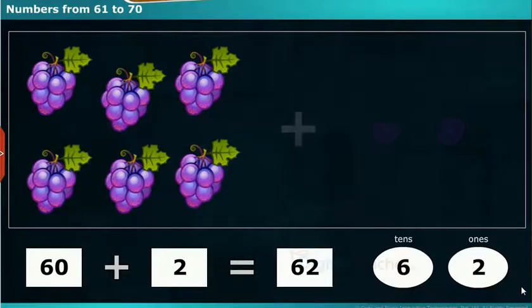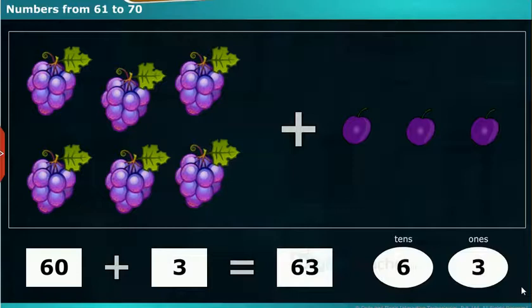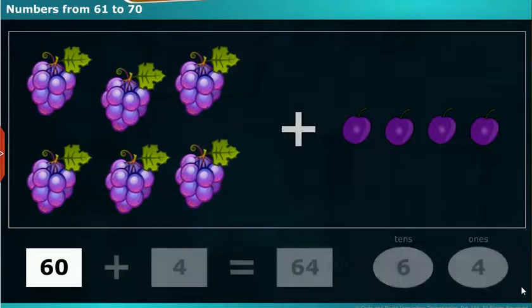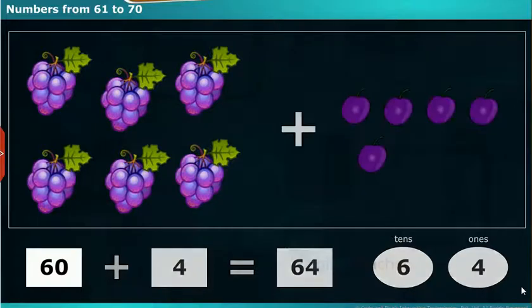Again, he ate one more grape. So, 60 plus 3 is equal to 63. Total is equal to 63 grapes. Once again, he ate one more grape. So, 60 plus 4 is equal to 64. Total is equal to 64 grapes. In the next minute, he ate one more grape. So, 60 plus 5 is equal to 65. Total is equal to 65 grapes.